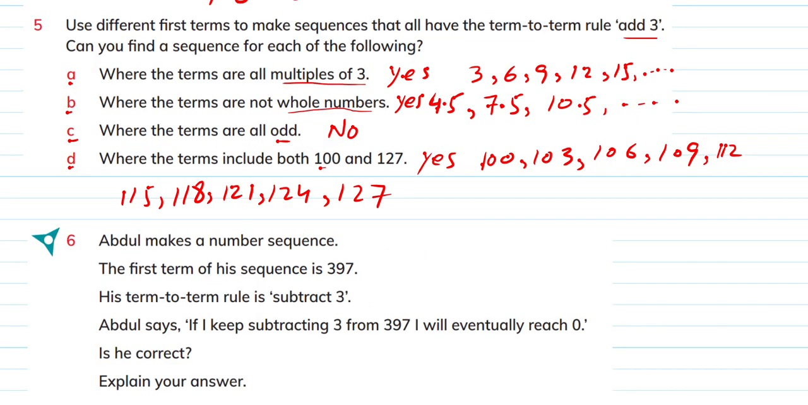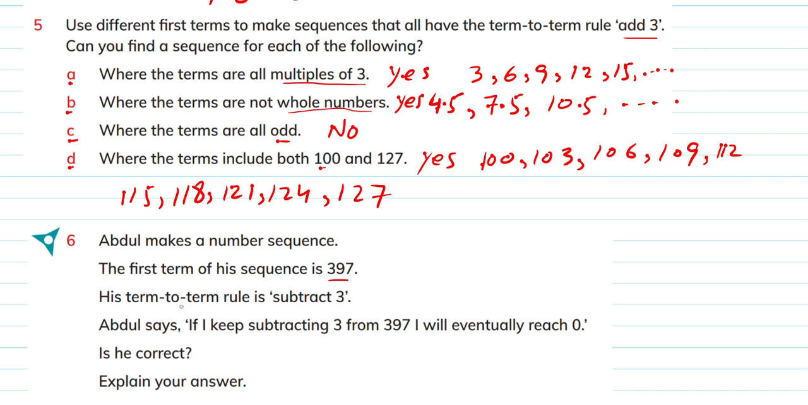Abdul makes a number sequence, okay? Abdul is a student, he is making a number sequence. And the first term of the sequence is 397. The first term of the sequence is what? 397. Now, his term to term rule is subtract 3. It means if he has to get the next term, he will minus 3.